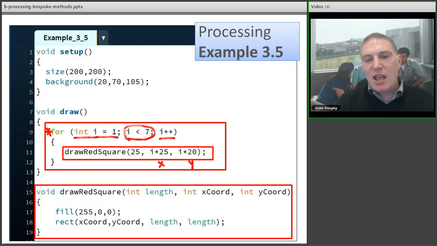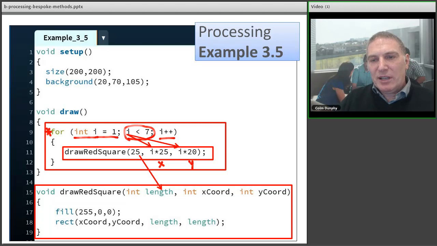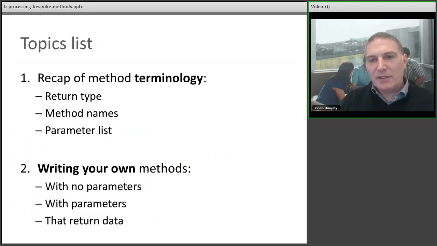So this is why methods are useful. We can parameterize them and then use loops for repetition to write very efficient code to do complicated things, particularly with graphics. Okay. So when draw red square is called, again, the values are passed into the parameters and then they're acted on inside of the method.